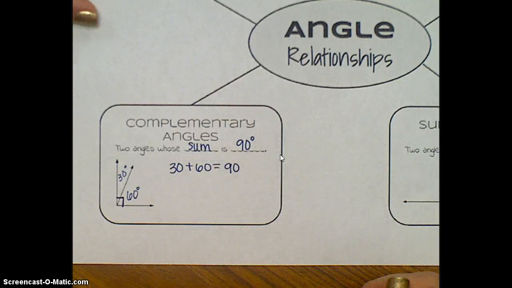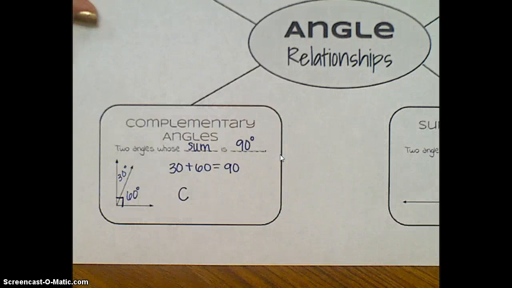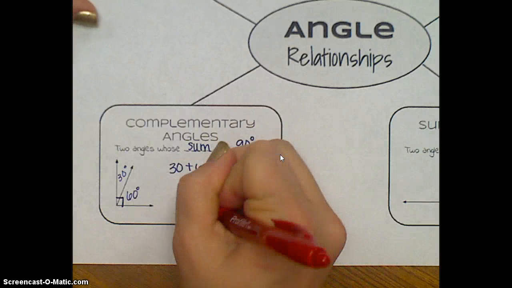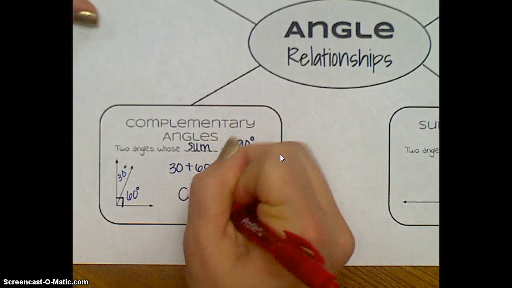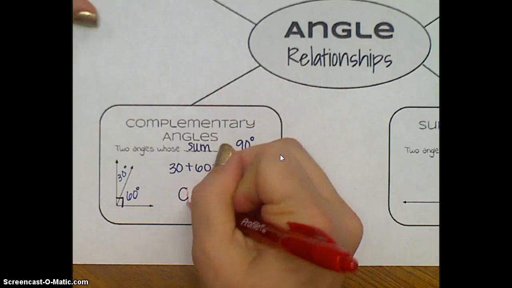Some hints or tips that you can use to remember that complementary matches with 90 is that the letter C can be made into a 9. Oop, can't really see that dashed line.